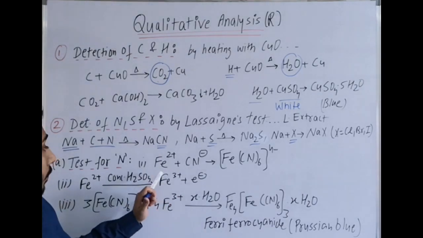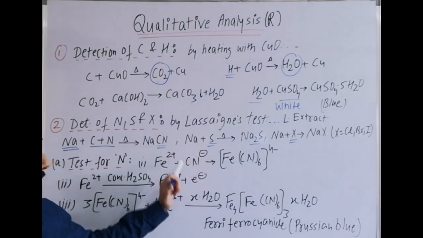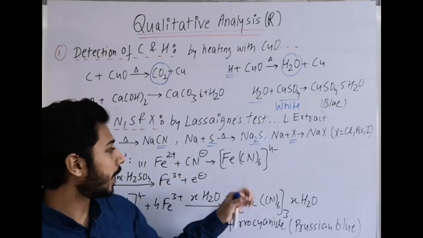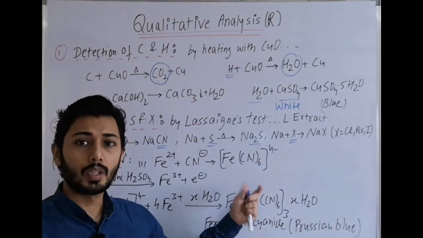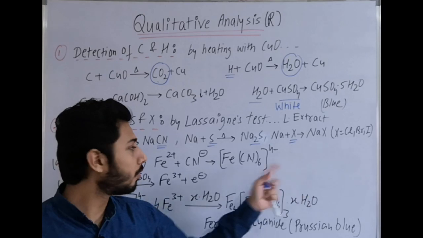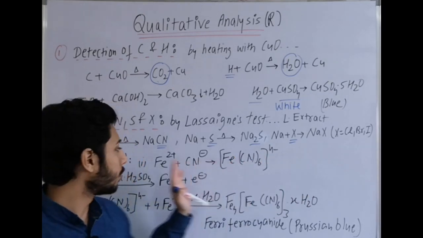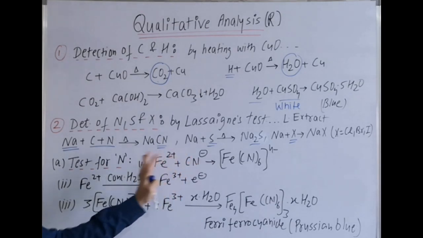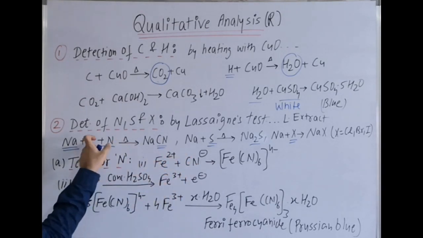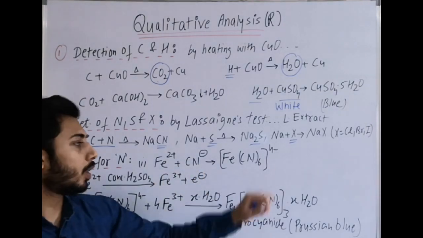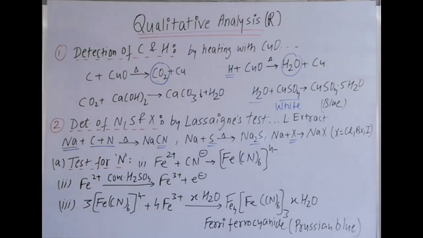we take ferrous sulfate with CN minus, which is in the form of NaCN. It combines with it and forms hexacyanidoferrate. If it is given in the neutral form, that must be Na4, because it is 4 minus, right? So we take ferrous sulfate, and then we treat it with our Lassaigne's extract which contains CN minus, and when they react it forms hexacyanidoferrate.